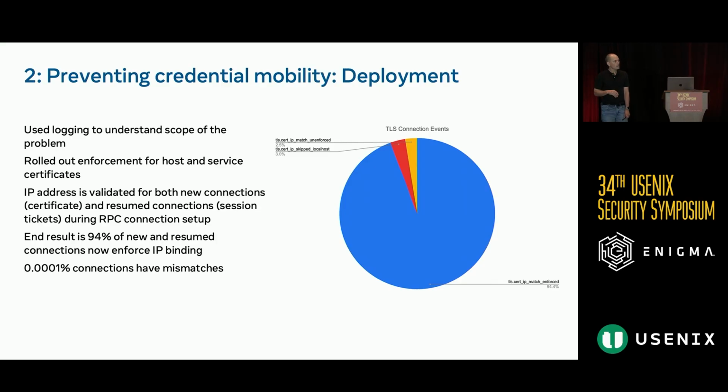And as of today, considering that there are some other changes going into place, we can happily say we have about 94% of connections being enforced through this IP binding check. So the end result here is that we can effectively say that, by enforcing this check, the exfiltration is now moot, because if somebody were to compromise that credential, they can't use it off system.